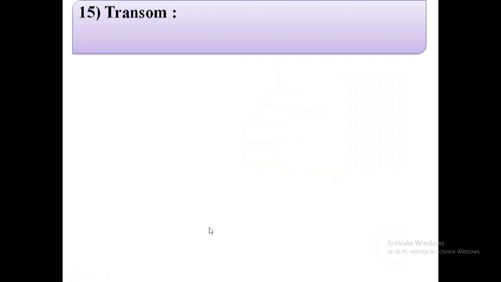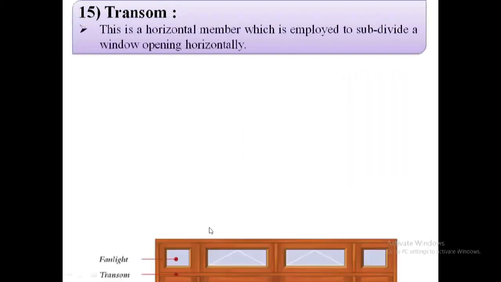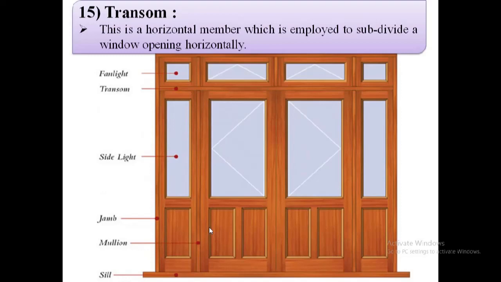Next technical term is transom. Transom is a horizontal member which is employed to subdivide a window opening horizontally. So here you can see this is the transom, which is the horizontal member and it is employed to subdivide window openings horizontally.